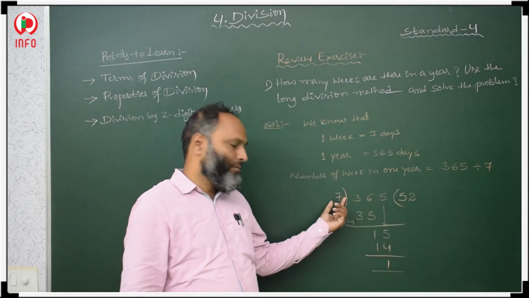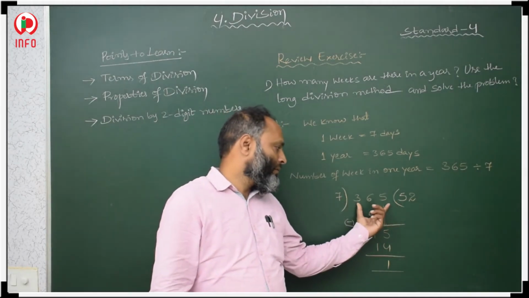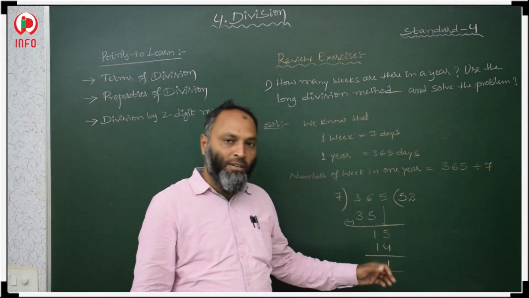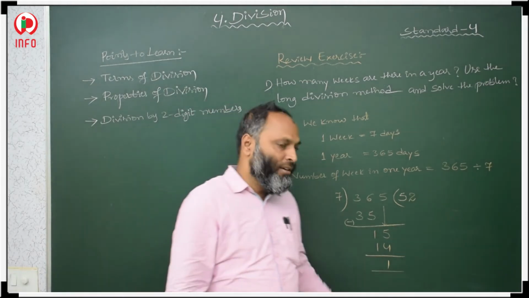This is the divisor. This is the dividend. This is the quotient. What number is left? Whatever number is left after the division, that is called the remainder.